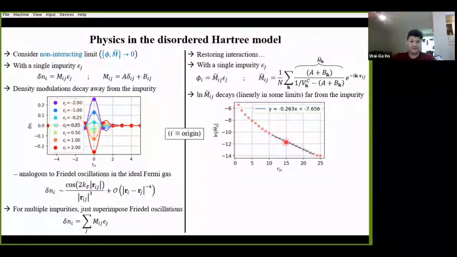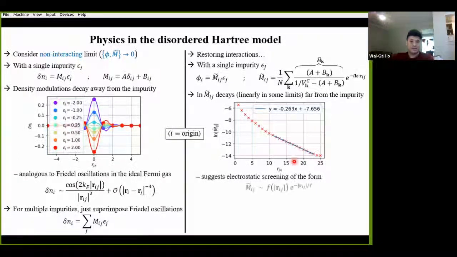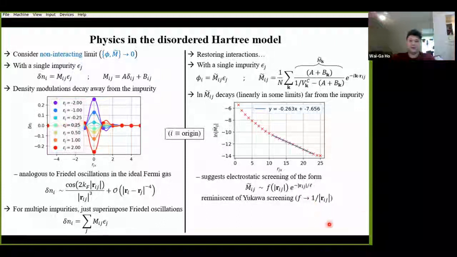And we'll notice that, at far enough distances away from the impurity, the log of the Madelung response falls off and can do so pretty linearly in some limits, like we've shown in this example calculation here. Now, why this result is important to us is it actually reveals electrostatic screening in the Madelung response, presumably of this form, where we have some exponential envelope set by some screening length L, and another probably weaker function of distance, f of r_ij. And this is all reminiscent of Yukawa screening, where f would just go to some inverse distance, right?